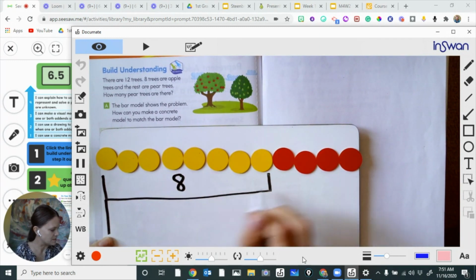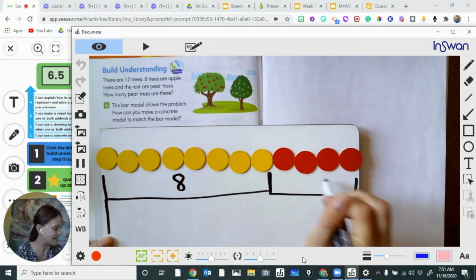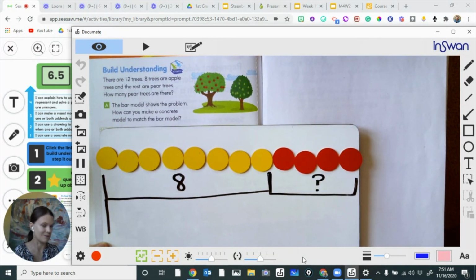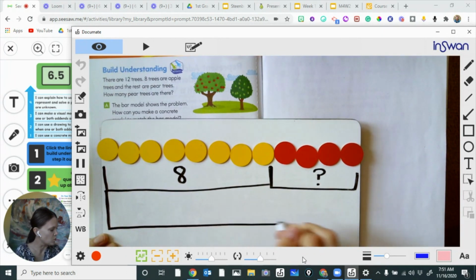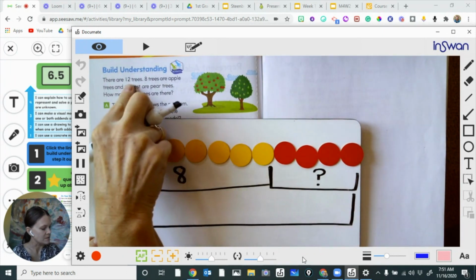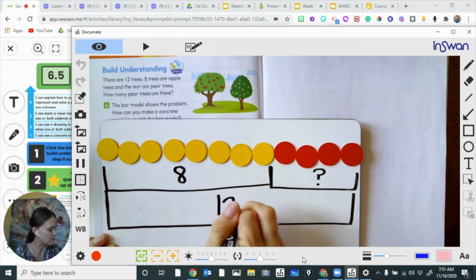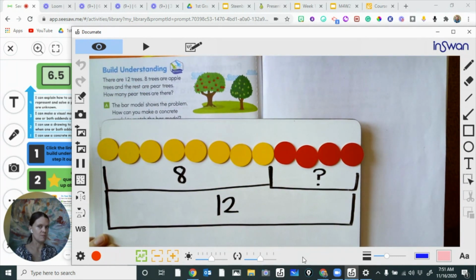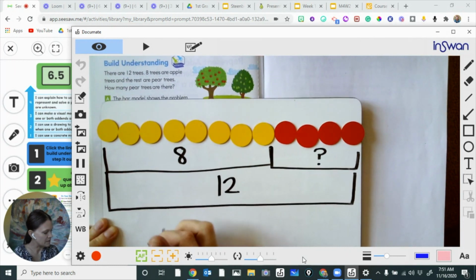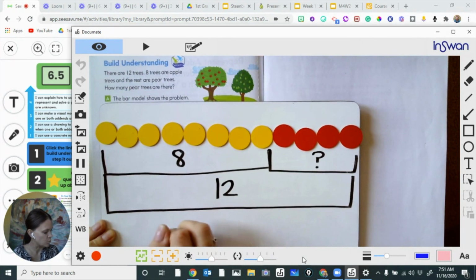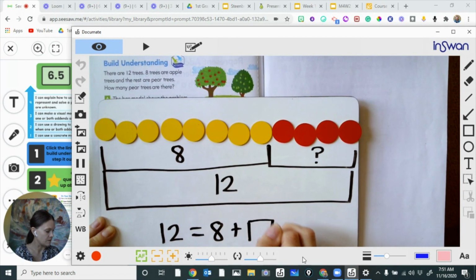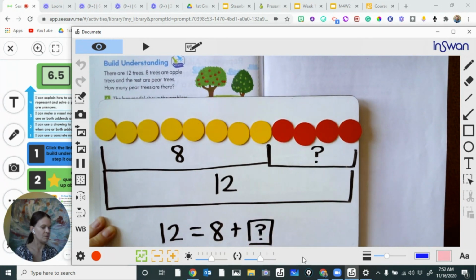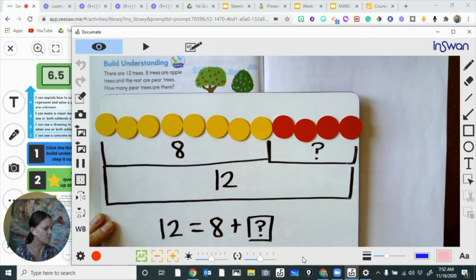And I know that this is the part right here that it's asking about, how many pear trees there are. So that's our missing addend. And then we do know our total, our whole, it told us that we have 12 trees in all. So we have a missing part. It was asking us about our pears. If I were to write an equation, it would say something like, well, we have 12 trees altogether. And then we know that 8 of them are apple trees and some of them are pear trees, but we don't know how many pear trees there are. So that's what that would look like.